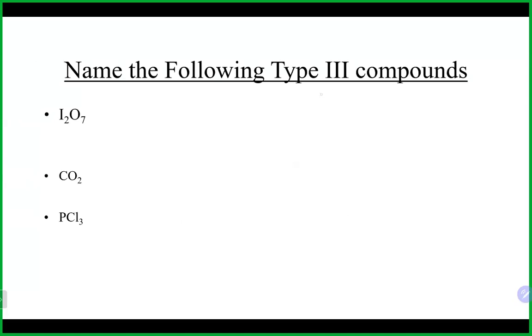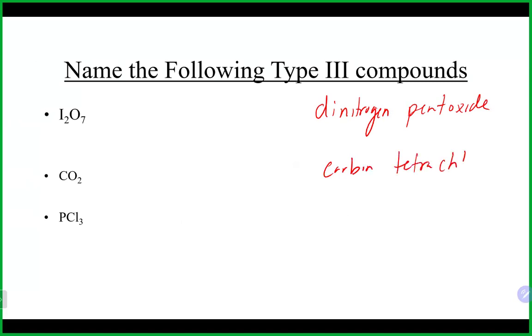All right, so why don't you try, give the names of these guys, and also give the formulas for the following. Let's do dinitrogen pentoxide. Let's do carbon tetrachloride. Let's just make something up that probably doesn't exist: disulfur hexabromide. Why not? Sounds fun. All right, so names on the left there, formulas on the right.